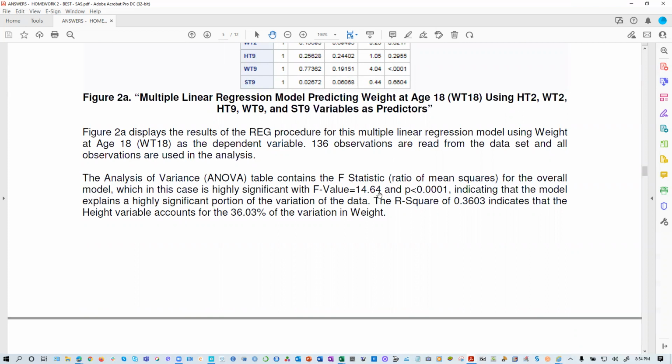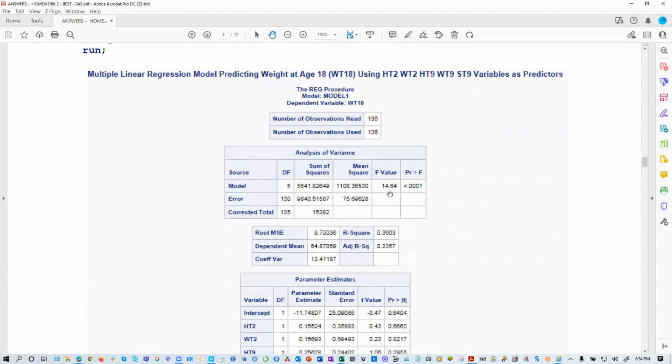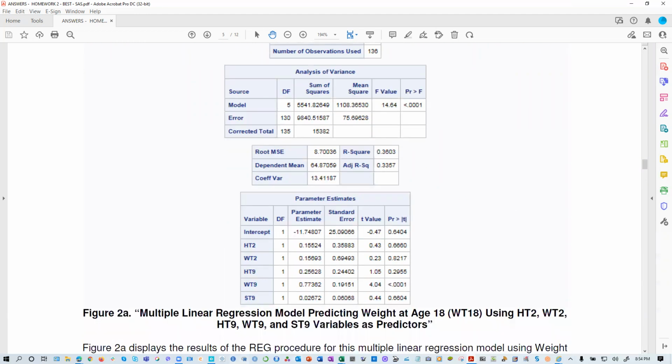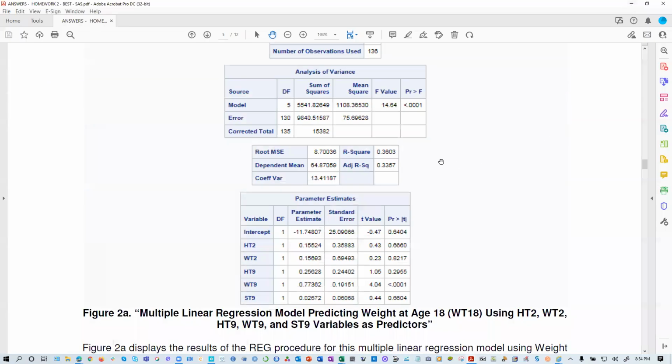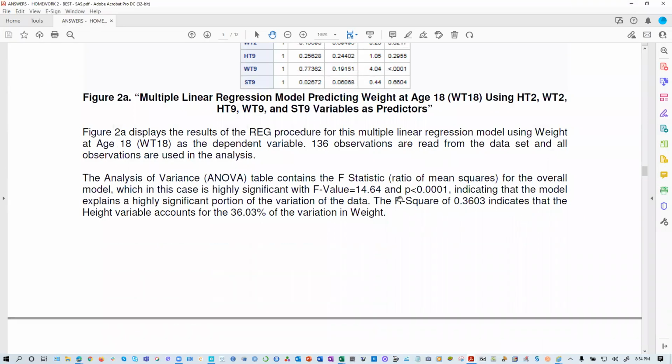The ANOVA table contains the F ratio of mean squares for the overall model, which in this case is a highly significant F value, 14.64. Go to the P value. P value is extremely small. That means you reject H naught. That means at least one of them is not equal to zero. At least one of the regressor variables is explaining the variation in weight. At least one variable is related to a highly significant portion of the variation of the data. The model explains a highly significant portion of the variation.